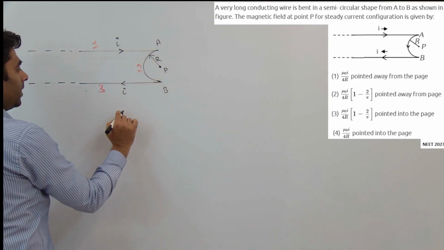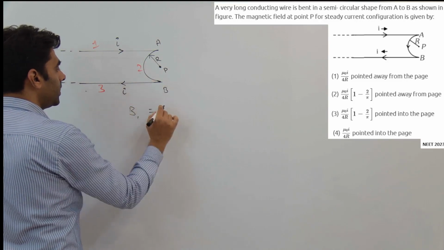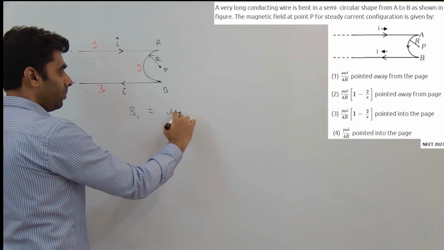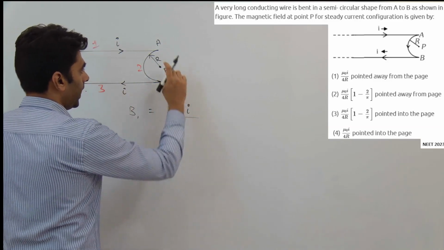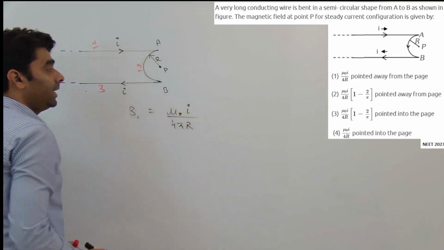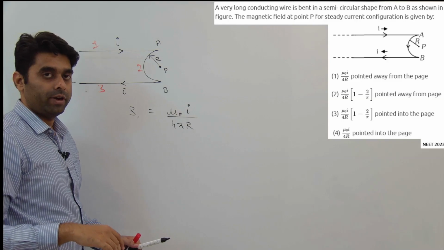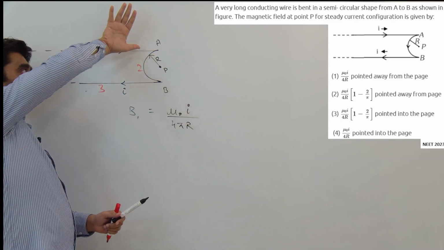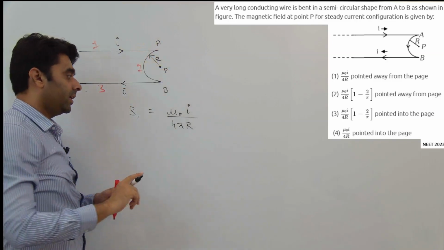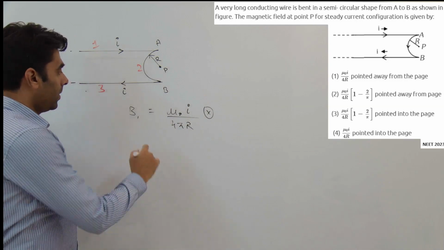At point P, magnetic field due to wire 1, which I am calling B1. So B1 will be due to a semi-infinitely long wire. What is our magnetic field? Mu naught I by 4 pi r. Direction, how do we find the direction of magnetic field due to a straight wire? Thumb in the direction of current and bring the palm to the point P. Palm is facing inward. That means direction of magnetic field is cross circle, which is inward.